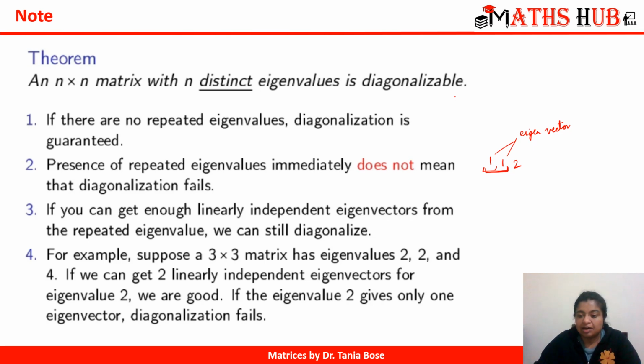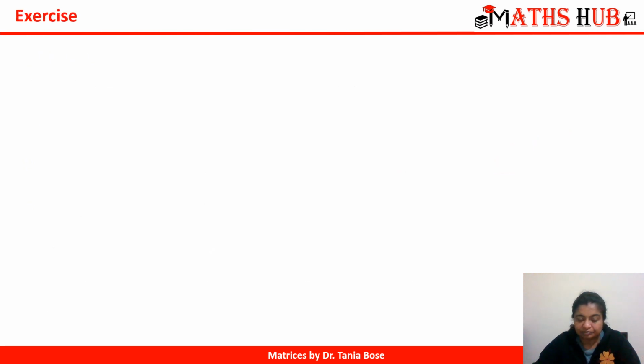Okay. So now let us work out these problems of how to convert a general matrix to a diagonalized matrix. So let's see.